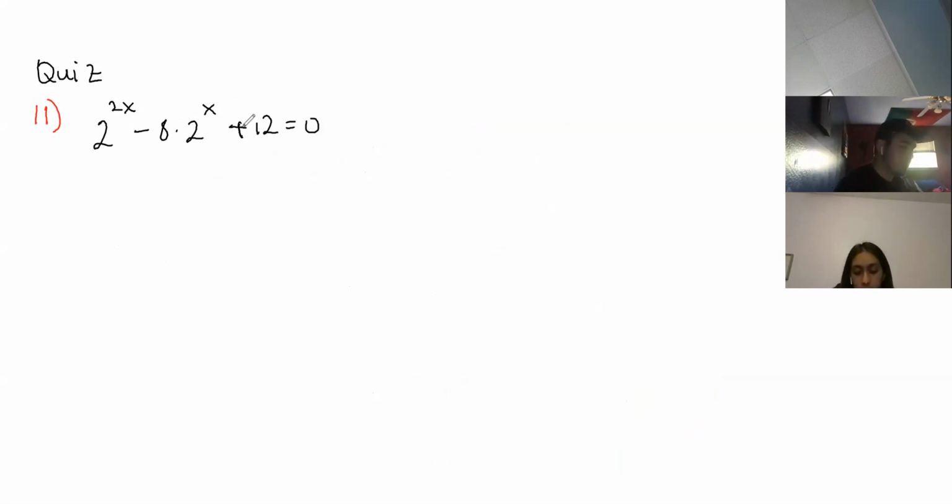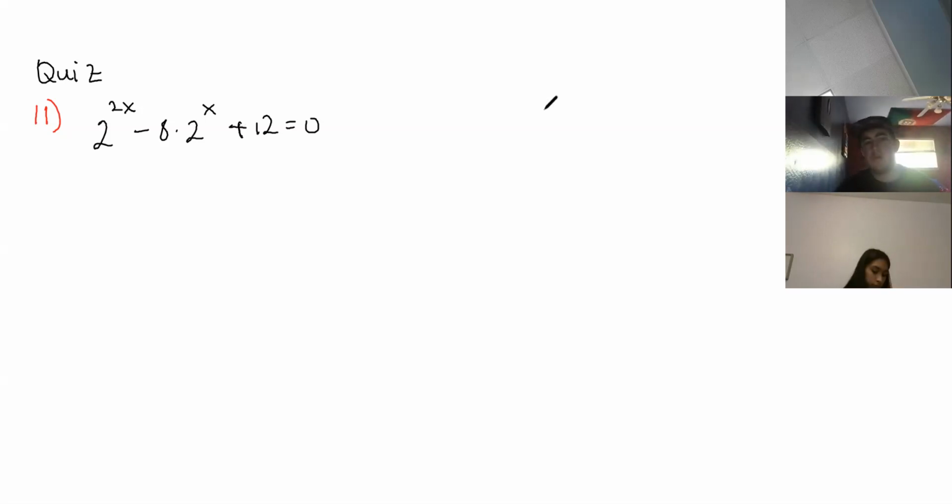This is the quiz. It's 2 to the 2x minus 8 times 2 to the x plus 12 equals 0. Can you verify that is the correct one? Yes. Can you tell me if there's anything you figured out while you looked at it on your own? No, I didn't really know how to start it. Because it looks different from what we're used to.